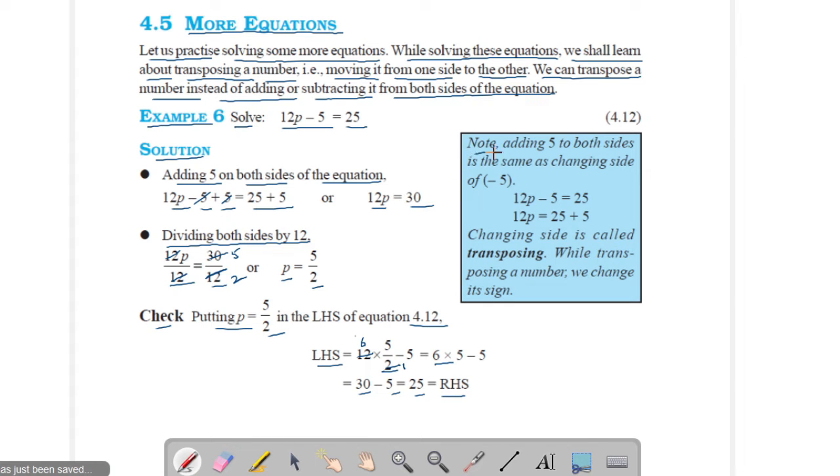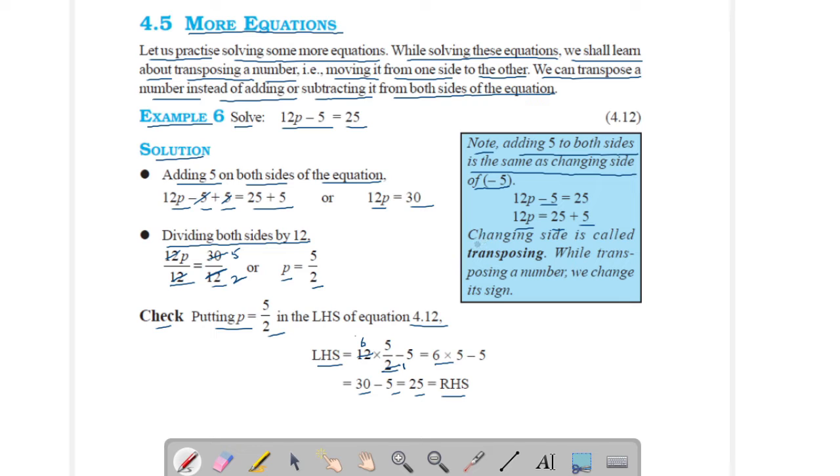Here note, adding 5 to both sides is the same as changing the side of minus 5. Yes, you can simply bring minus 5 to the right hand side. The sign will be changed. That is, if the sign is negative, it becomes positive, and if it is positive, it becomes negative. Here minus 5 is negative. When we shift minus 5 to the right hand side, it will become plus 5. So shift it, see, it will become 12p equal to 25 plus 5.